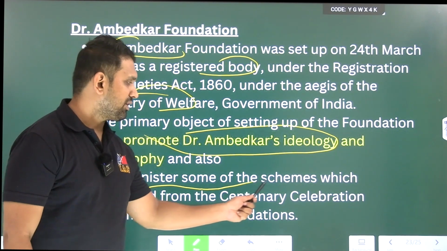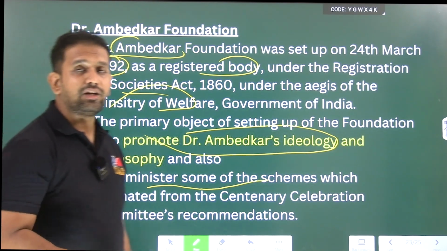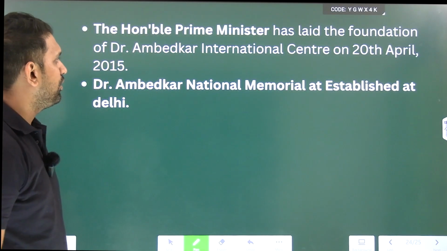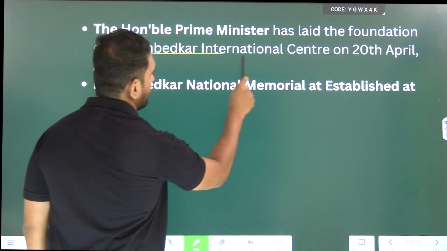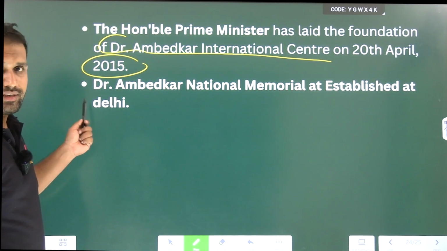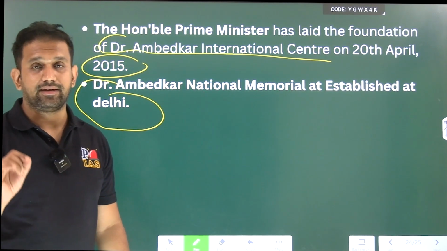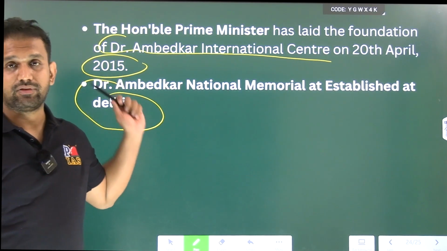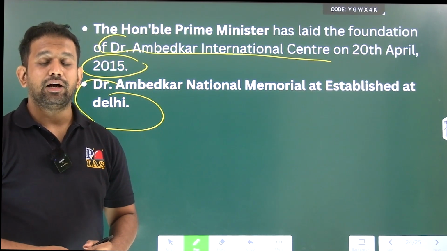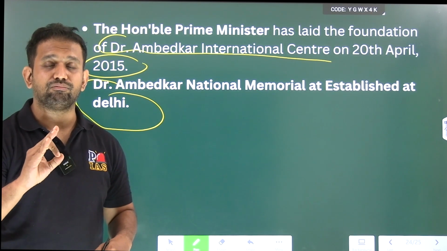This foundation will also administer some of the schemes initiated by the central and state government. Then the Honorable Prime Minister has recently launched the foundation of Dr. Ambedkar International Center on 20th April 2015. This International Center on Mr. Ambedkar is located at Delhi and was established in 2015. This is all about the umbrella scheme for the SCs, their economic empowerment, the social plan, a perfect model answer for the mains examination.